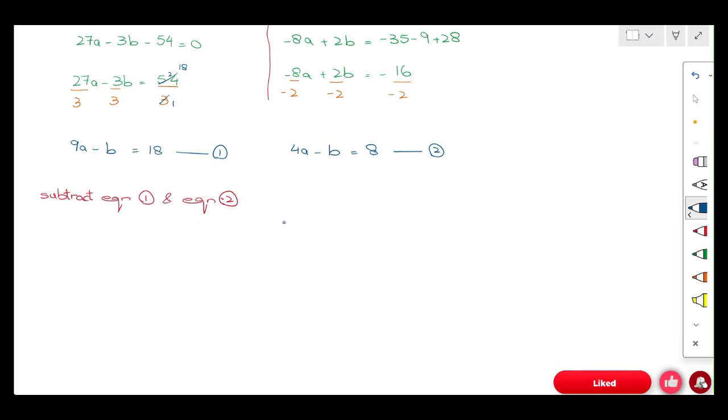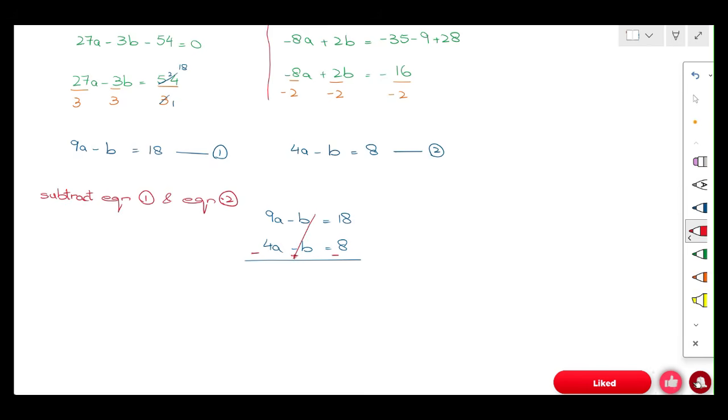So when we are subtracting, write down the equations first. So 9a minus b equals 18 here, and 4a minus b equals 8. Whenever we subtract the equations, we have to change the signs. Negative changes to positive, and this changes to negative.